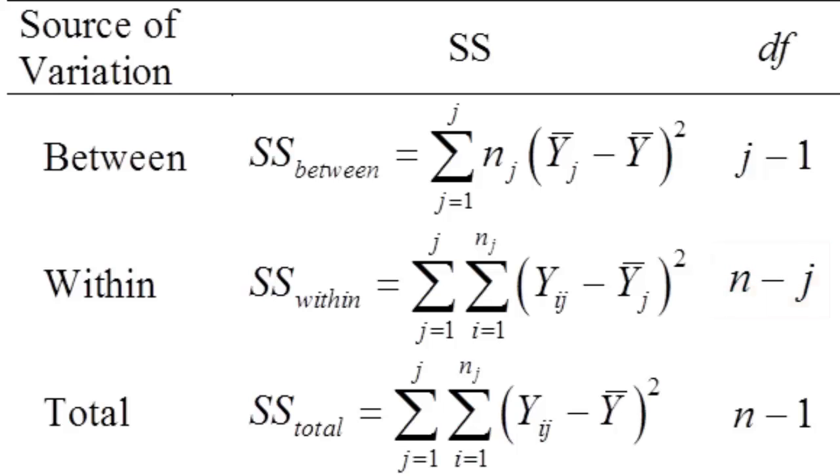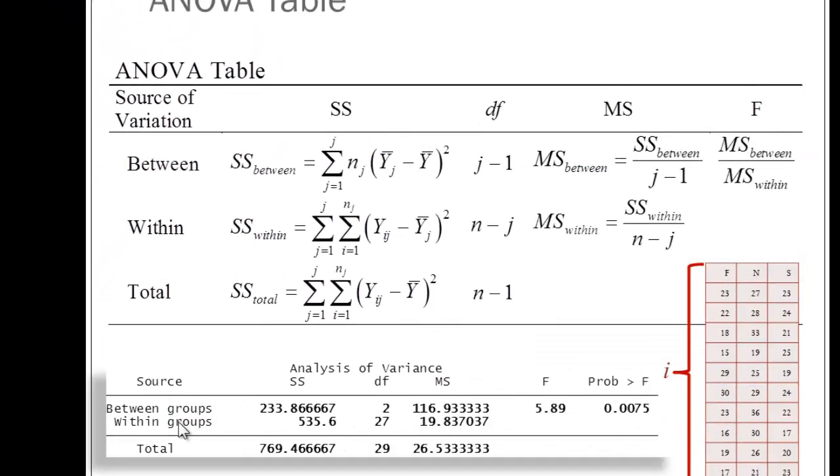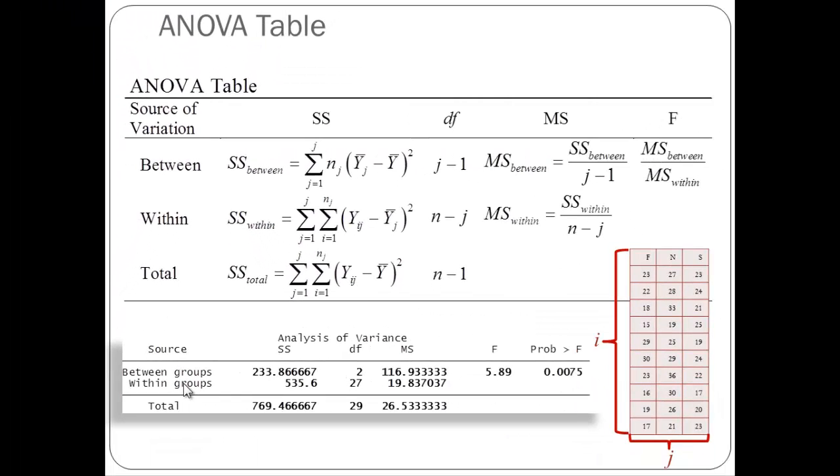This column is additive as well. That is, the between group degrees of freedom plus the within group degrees of freedom is equal to the total degrees of freedom. And again, since if you know any 2 pieces of information in that column, you can calculate the third.